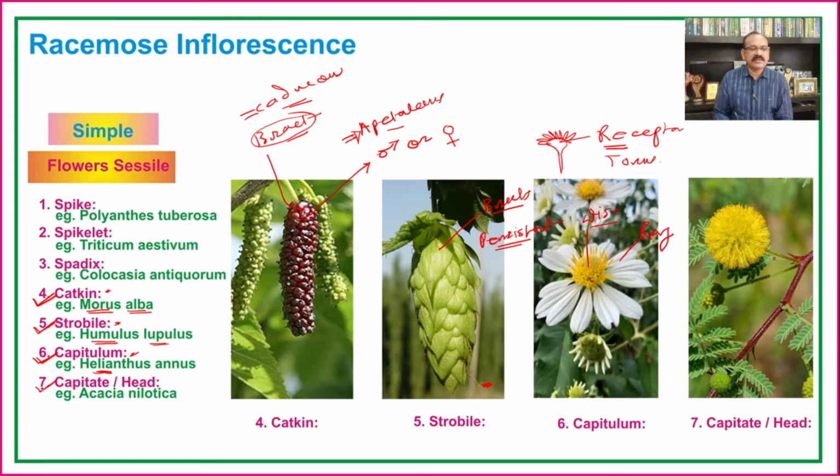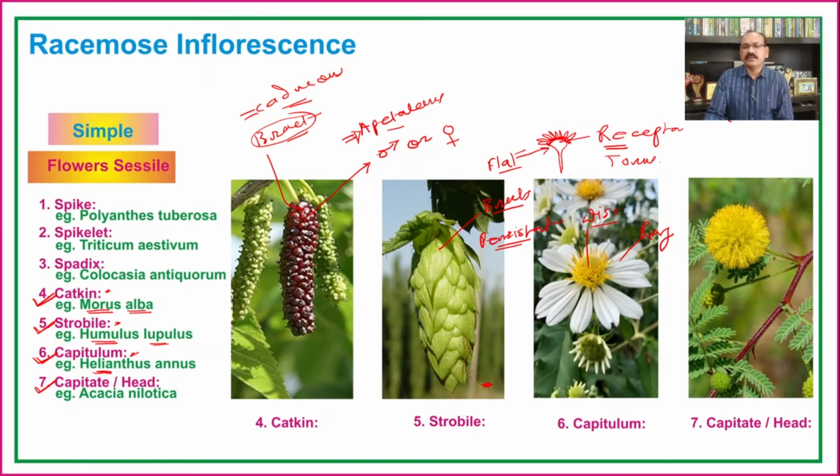The next, that is the seventh type and the last type of racemose, is capitate or head type of inflorescence. If you see many books, you will find the capitulum type and head type of inflorescence given as alternates or synonyms. But actually there is a literal difference between them. The basic difference is that in capitulum we are able to see the compound receptacle or torus, which is almost flat, either convex or concave. Very commonly it is convex.